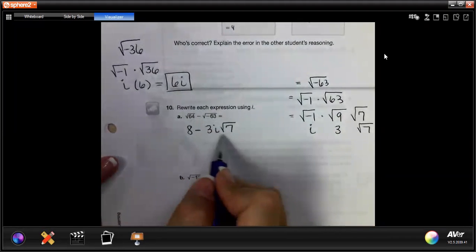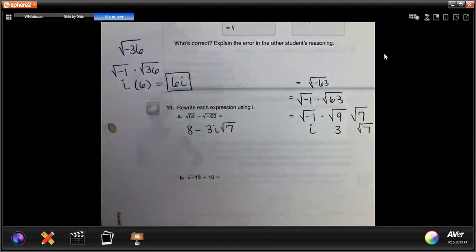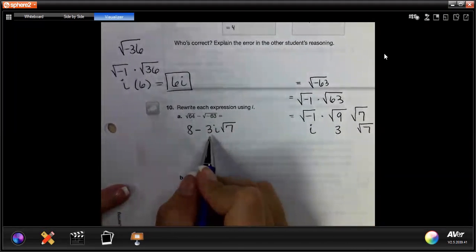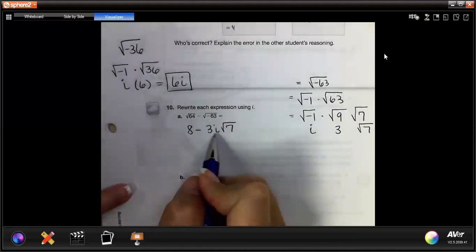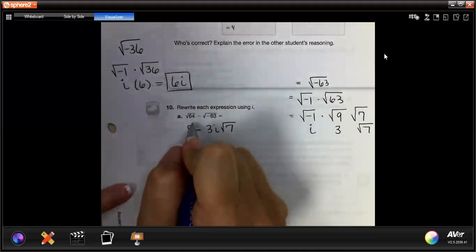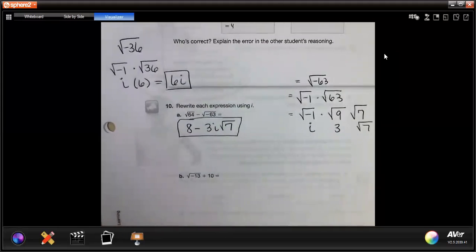Now to write this correctly, the i would be at the end. I go ahead and write it here because a lot of people make this line too long and it stays underneath the square root, and it should not. So you could write this 3 square root of 7 with the i at the end so that it's in the correct format, but you want to make sure it is outside of that square root. So it is okay if you write it this way. That's how we simplify that.